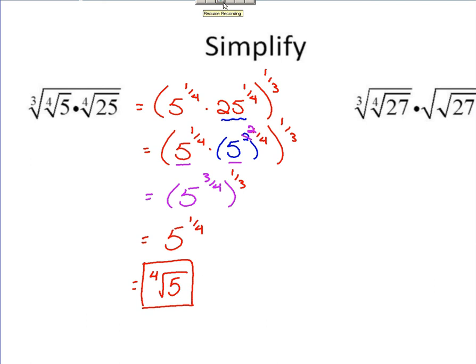All right, so next one here. Starts similar to how I started the last one. Here you've got a cube root of a 4th root of 27. So let's take that 4th root that's underneath that cube root. Take that 27, raise it to the 1/4 power. Then understand that we've got a cube root applied to all that. So overall, we'll raise this to a 1/3 power.